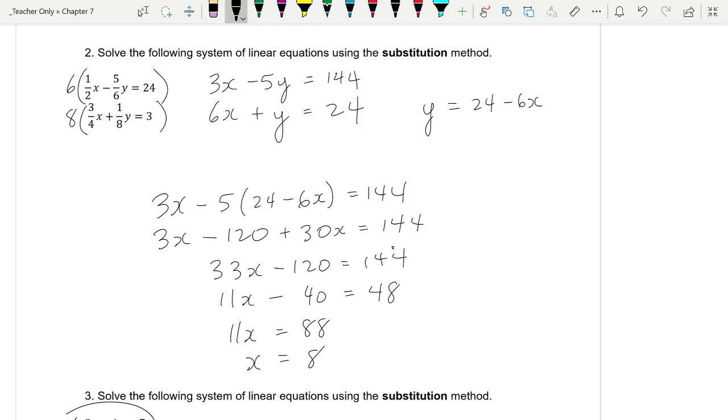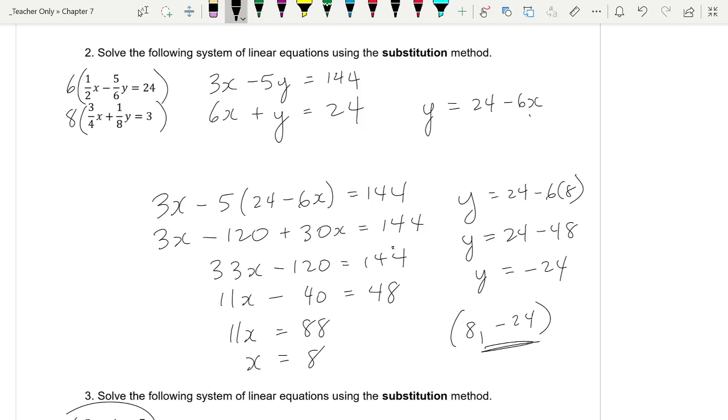So x is 8. Plug that x right up there. And y is 24 minus 48, which is negative 24. And then you could do a check to make sure that that's the right answer, but it seemed to be working out pretty good. I bet it works. Any questions on how I did this? Now, that's one way to do it. You want to see a fancier way to do it?